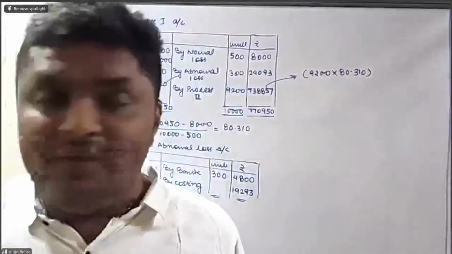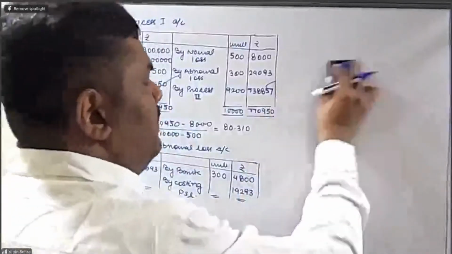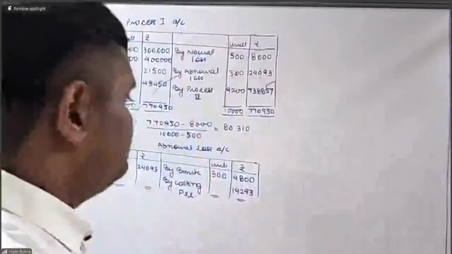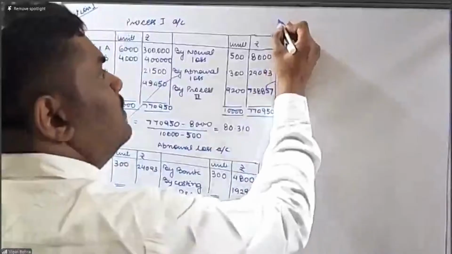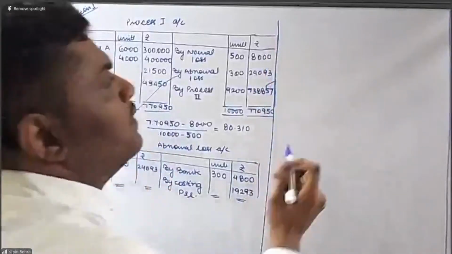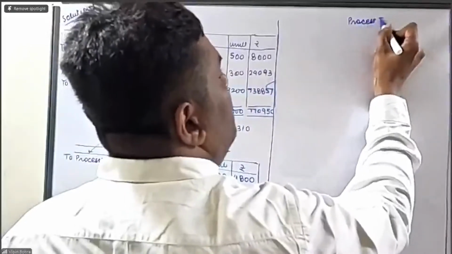So now let's start with the second part, that is process second. Since there is information regarding the closing work in progress also, we will be preparing the statement of equivalent production. So let's start with process second.